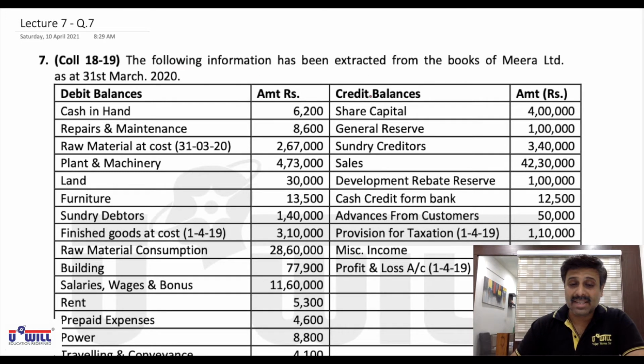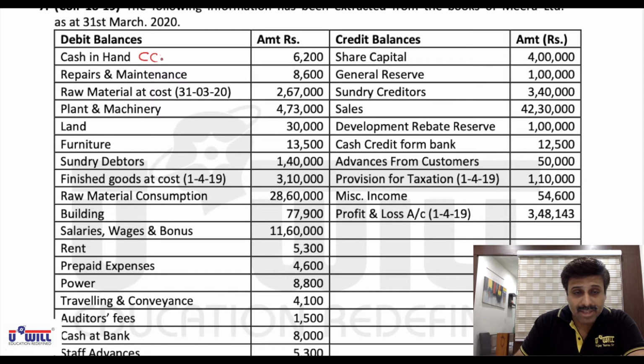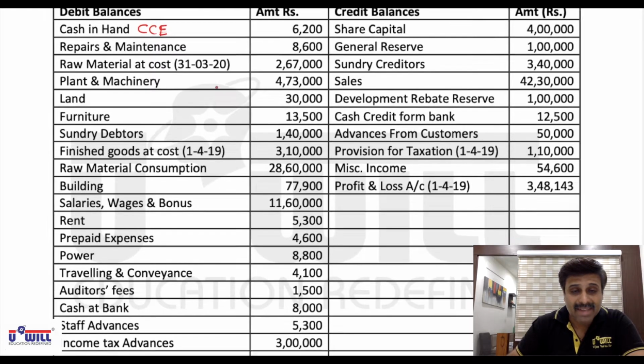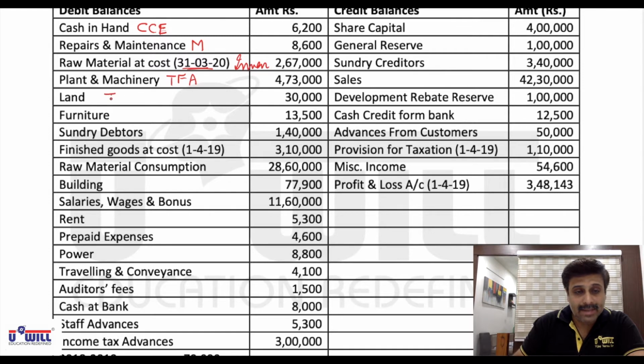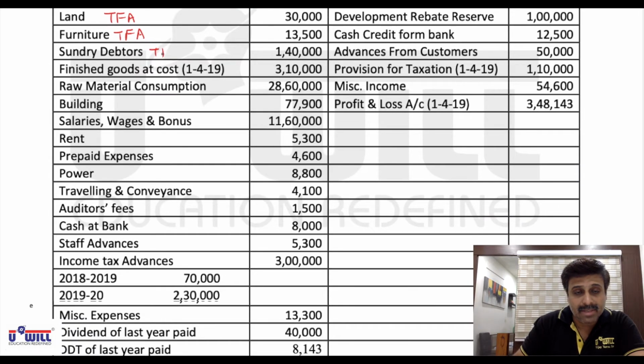The following information has been extracted from the books of Mira Limited as at 31st March 2020. Cash in hand, cash and cash equivalents, repairs and maintenance, miscellaneous expenses, raw material at cost, closing stock. 31st March means closing stock. So inventories, plant and machinery, tangible fixed asset, land, tangible fixed asset, furniture, tangible fixed asset, sundry debtors, trade receivables, finished goods at cost. 1419 means opening stock, so change in inventories.